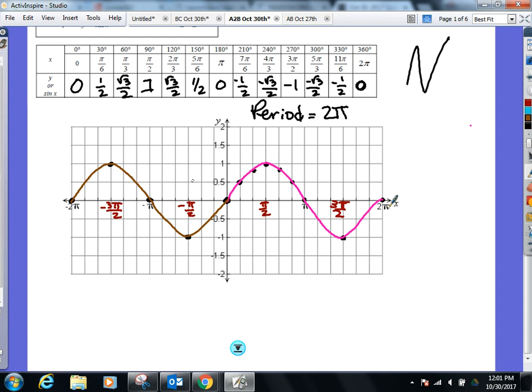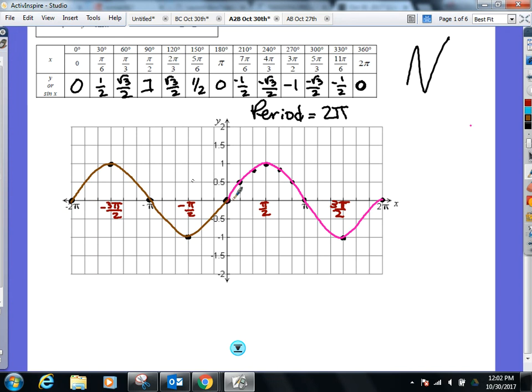Okay? So what can we say about sine? Here's how I always remember it. Sine always starts where? At 0. It always ends where? At 0. Sine starts and ends at 0. Halfway in between, it's at 0. Okay? Sine will always start and end at 0.